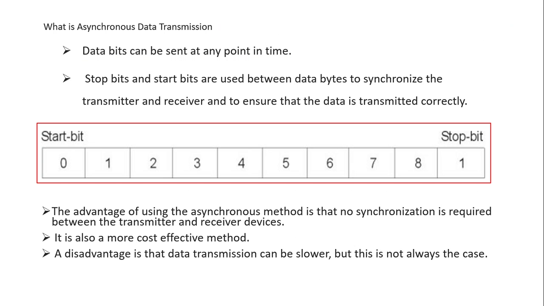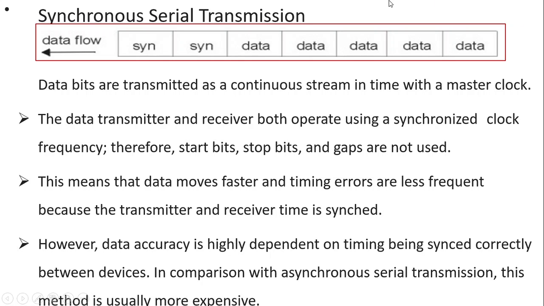If you see here, in asynchronous transmission, see the movement of the mouse, a start bit and stop bit are given, whereas in synchronous transmission you don't see any start bit and stop bit. Why not? Because here the clocks of both the transmitter and receiver are synchronized or matched. Once the frequency is matched, they start sending data to each other. This means that the data moves faster and timing errors are less frequent because the transmitter and receiver are synced. However, data accuracy is highly dependent on timing being synced correctly between the devices.